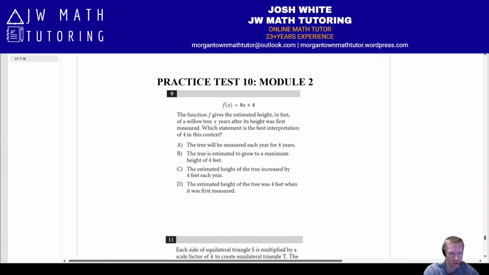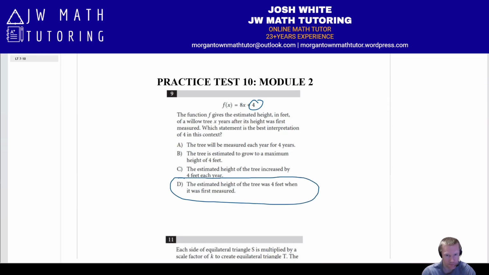All right, so now let's move on to module number 2. This one only has 3 questions, so we'll be through this pretty quickly. The first one here, what's the best interpretation of the 4 in this linear equation? So the 4 is the y-intercept value, or your initial amount. Therefore, the correct answer for this is going to be D. It's the height of the tree when it was first measured. None of these others make sense in terms of a y-intercept or starting value.